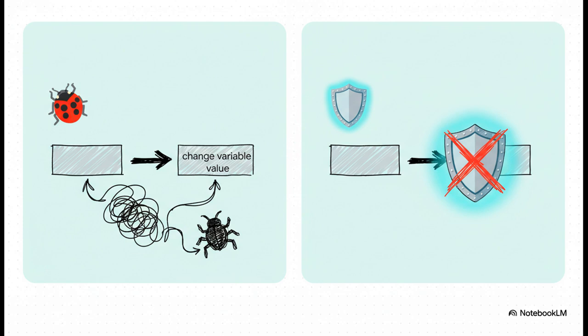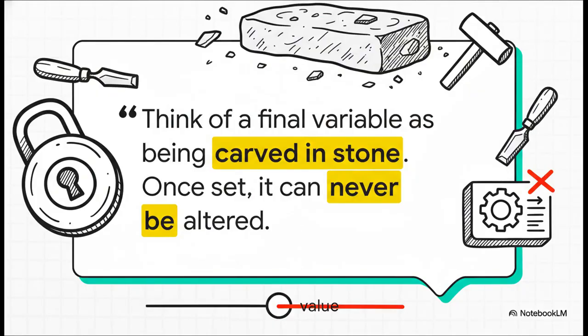But now look at the right. If we declare it as final int maxUsers = 100, the second anyone tries to change it, the compiler just stops them dead in their tracks. It throws an error. The bug is caught before you can even run the program. Now that is powerful.